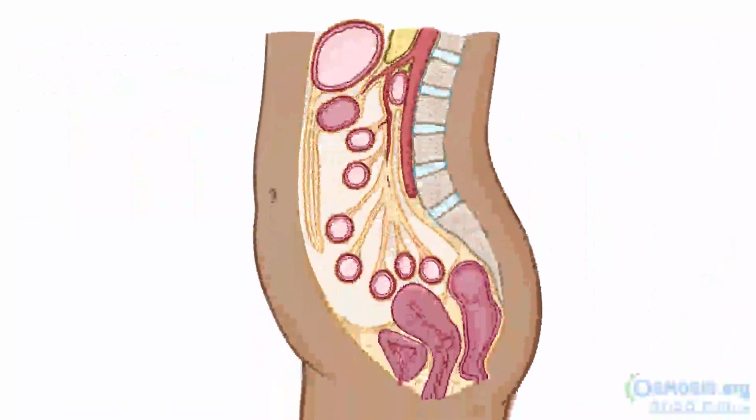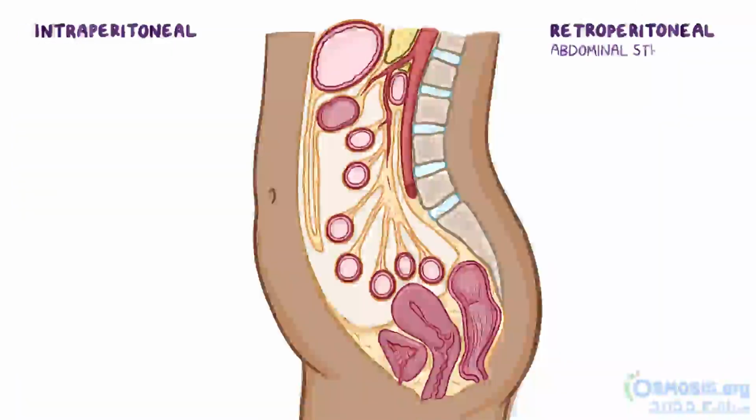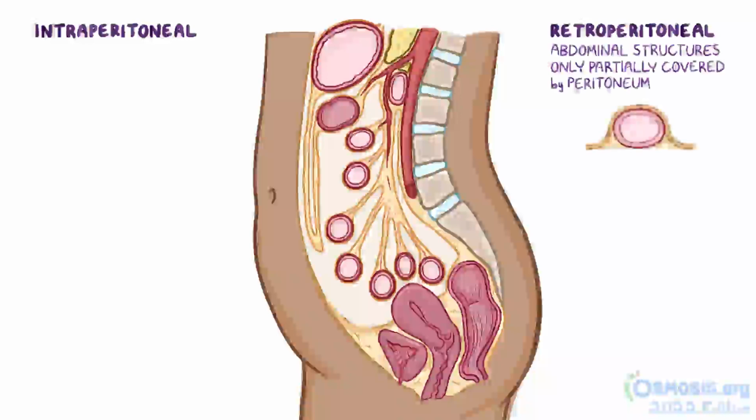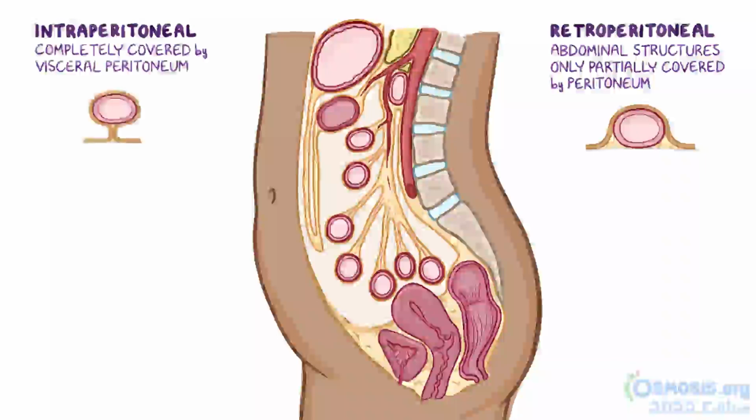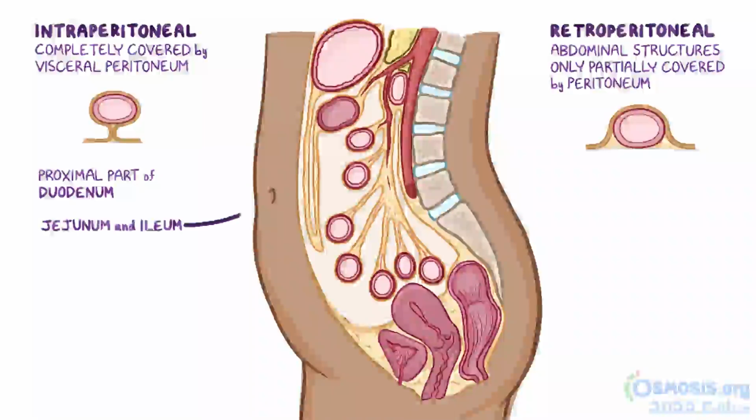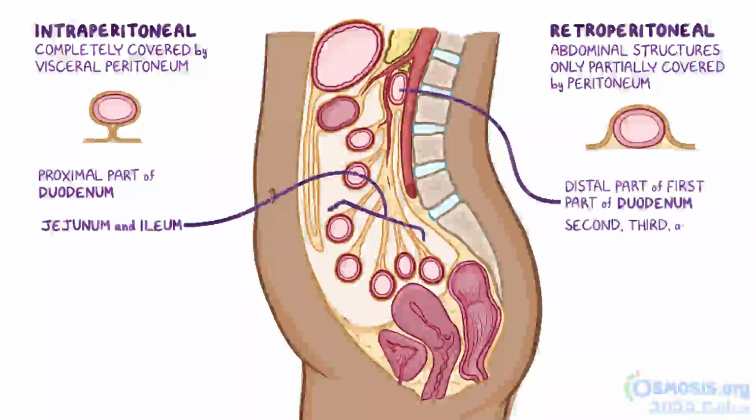Now, when talking about structures of the abdomen, we often encounter the terms retroperitoneal or intraperitoneal. Retroperitoneal is a description for abdominal structures that are only partially covered by peritoneum and lie posterior or behind the abdominal peritoneum, whereas intraperitoneal means that these structures have invaginated and are completely covered by the visceral peritoneum. So, of these components, the proximal portion of the first part of the duodenum, in addition to the jejunum and ileum, are intraperitoneal, whereas the distal portion of the first part of the duodenum, in addition to the second, third, and fourth parts of the duodenum, are retroperitoneal, and are found posteriorly in the retroperitoneal cavity.